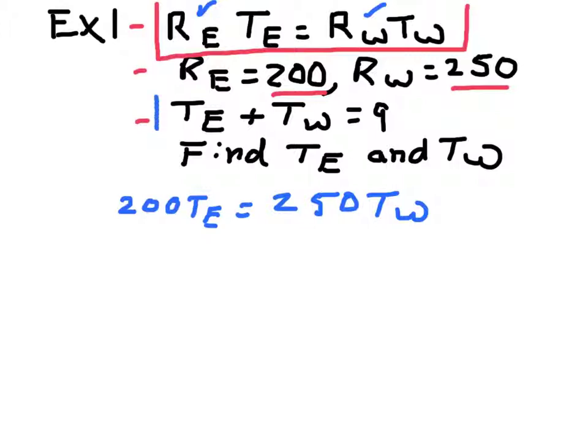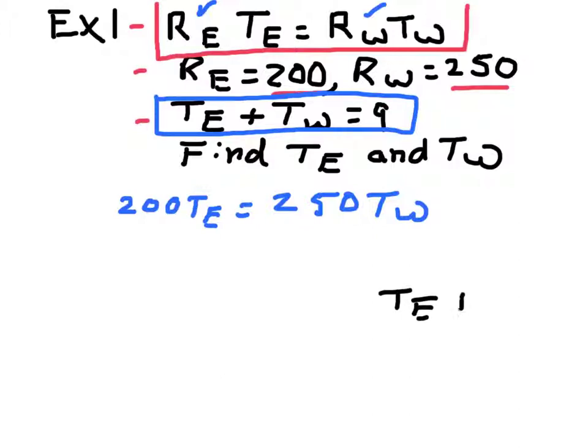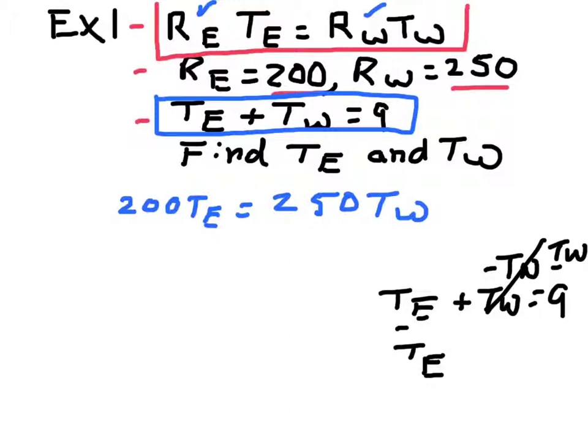So for example, and this is really the part that's the extension of what we've had before, I can solve this equation that I put a blue rectangle around. I can solve it for TE. So down below I'm going to do that. I have TE plus TW equals 9. I'm going to solve it for TE. They're adding TW, so I'm going to subtract TW from both sides. These cancel, so TE is equal to 9 minus TW.